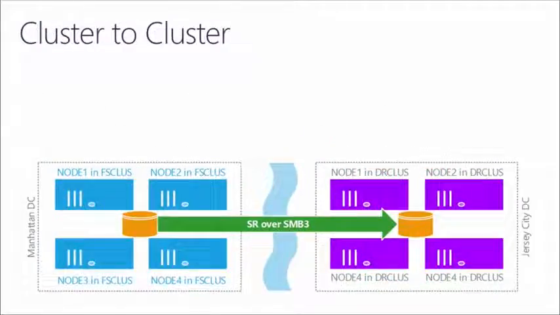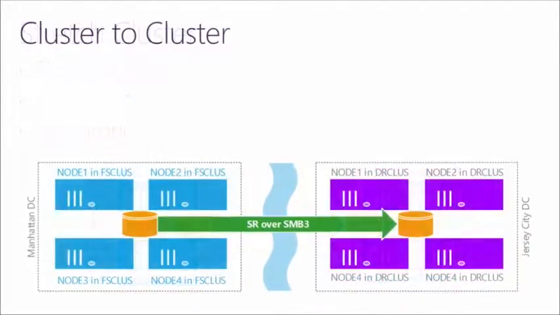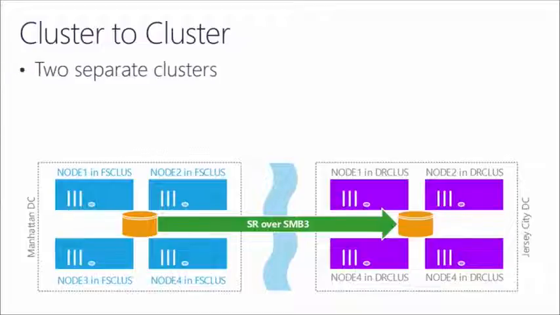Cluster to cluster. So it looks very blue. Well, you know, there you go. Cluster to cluster. In this case, we're using not necessarily a Hyper-V cluster as the example, but we've got a file server cluster in Manhattan called FS Clus, 4 nodes. We've got a DR Clus in Jersey City, for DR specifically, 4 nodes again. And in this case, we're replicating the file server volumes across. And should there be an outage, a disaster, we're able to fail over.